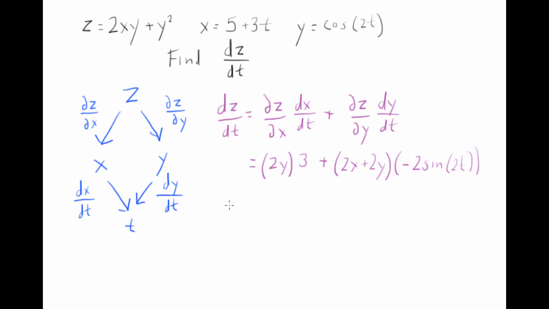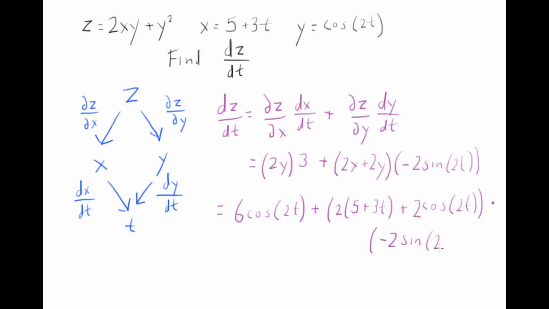Now, at this point you do have to plug stuff in, so you have to say what all these things are. So let's see, I've got 3 times 2 times y, that is 6 cosine of 2t, plus, alright, this nasty thing, 2 times 5 plus 3t, plus 2 times cosine of 2t, in parentheses, times, and this is going to end up on the second line, minus 2 sine of 2t.